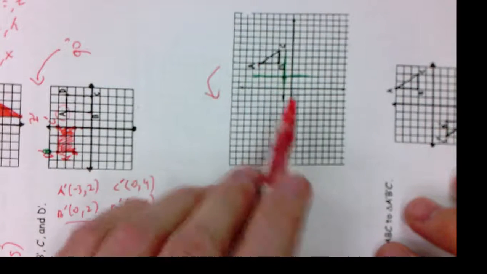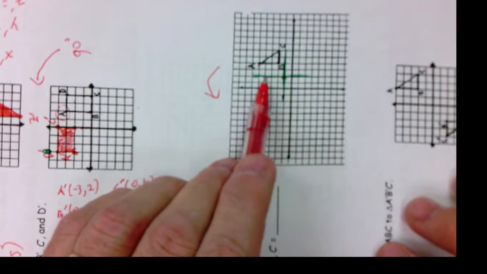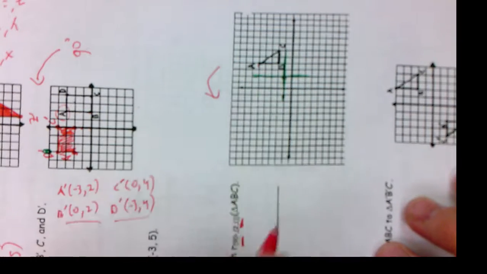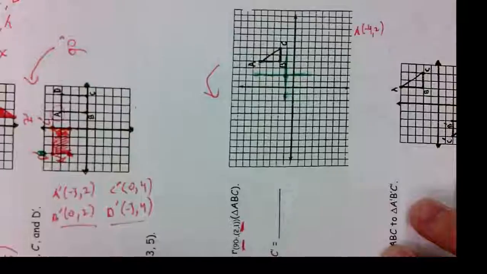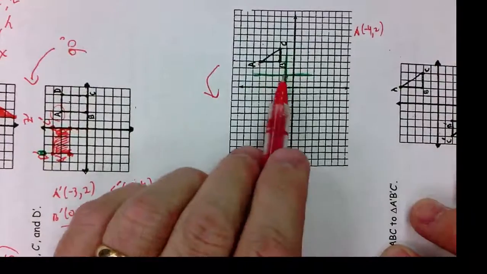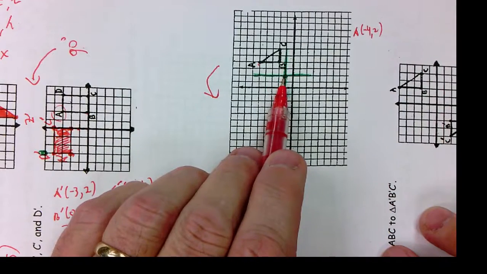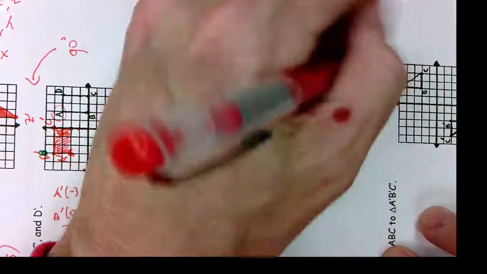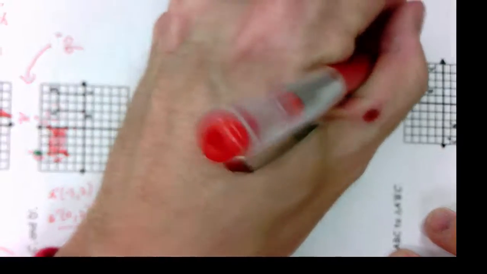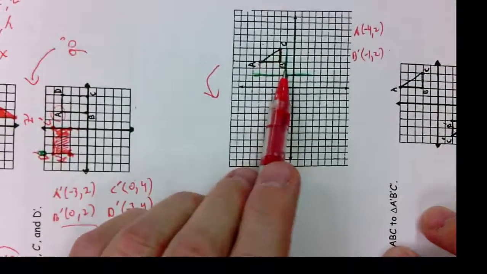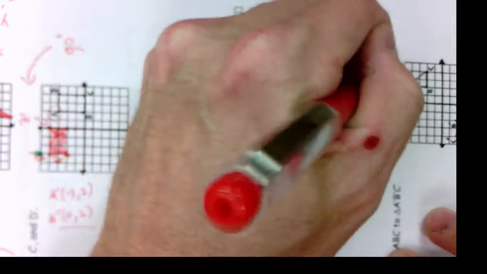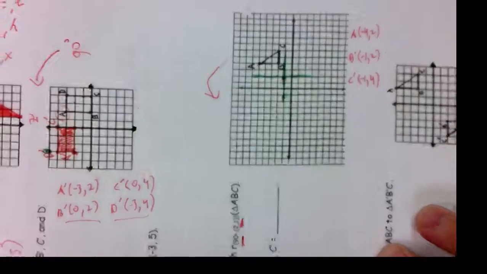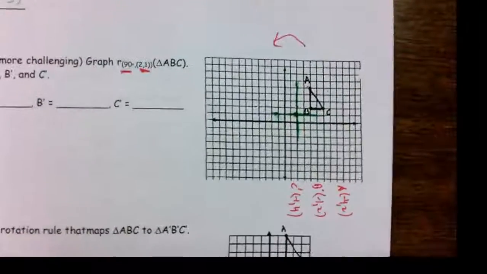And I notice that A ends up at 1, 2, 3, 4, -4, +2. So let's make that A prime is -4, 2. There we go. And then B prime, according to my new center, is at -1, 2. And C prime is at -1, 1, 2, 3, 4, -1, 4. All right, let's rotate back and let's graph that triangle.